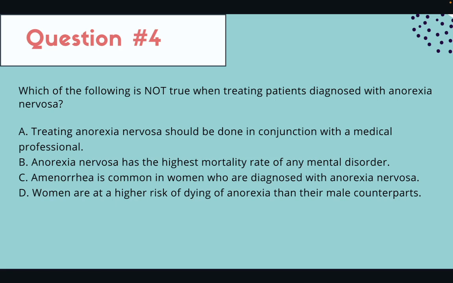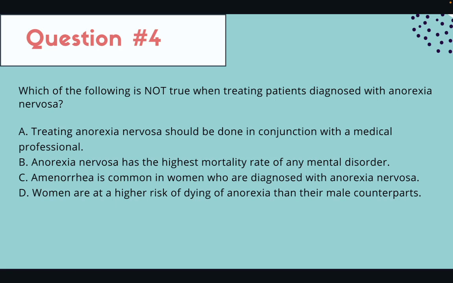And a lot of times there are fatalities because there are medical complications. Those could be related to imbalances in the body, organ failure. The body just simply starts to shut down. So there actually is a very high mortality rate, which is why it is so important to treat this disorder early, and it has to be a pretty intensive treatment plan. C, amenorrhea is common in women who are diagnosed with anorexia nervosa. That is actually true as well.